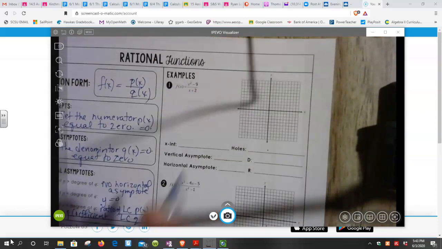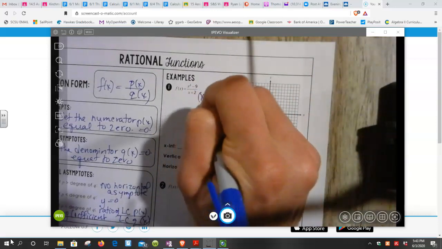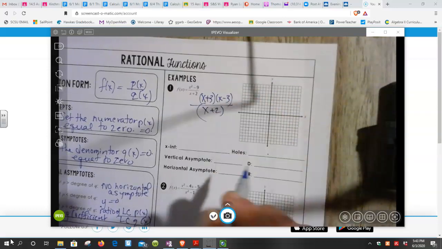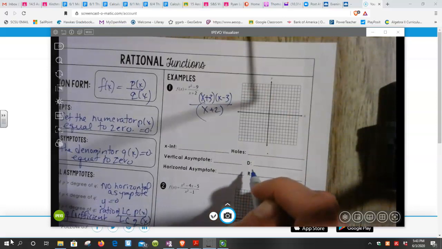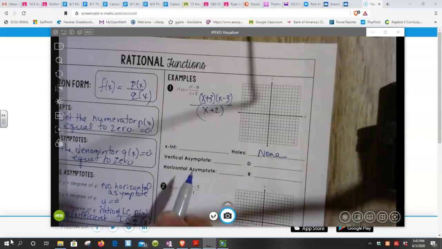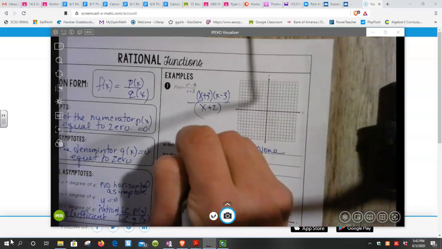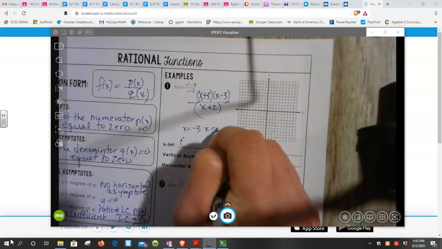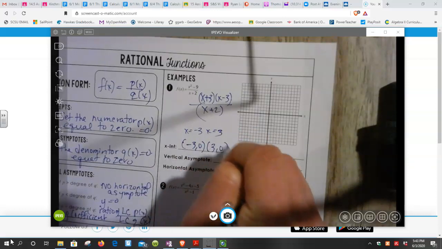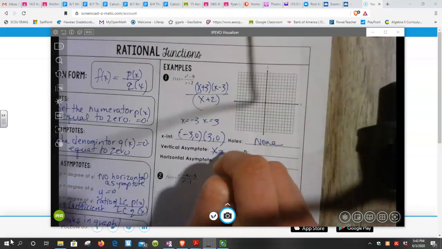Now over here for 1, let's do some examples. So what would you do here? You'd factor the numerator, difference of squares, x plus 3, x minus 3, over x plus 2. Now there's no common factors, so we should not have a hole. X-intercept, what makes the numerator equal to 0, so x equals negative 3 and x equals positive 3. So that's negative 3 comma 0 and 3 comma 0. Vertical asymptote, whatever makes the denominator equal to 0, so x equals negative 2.